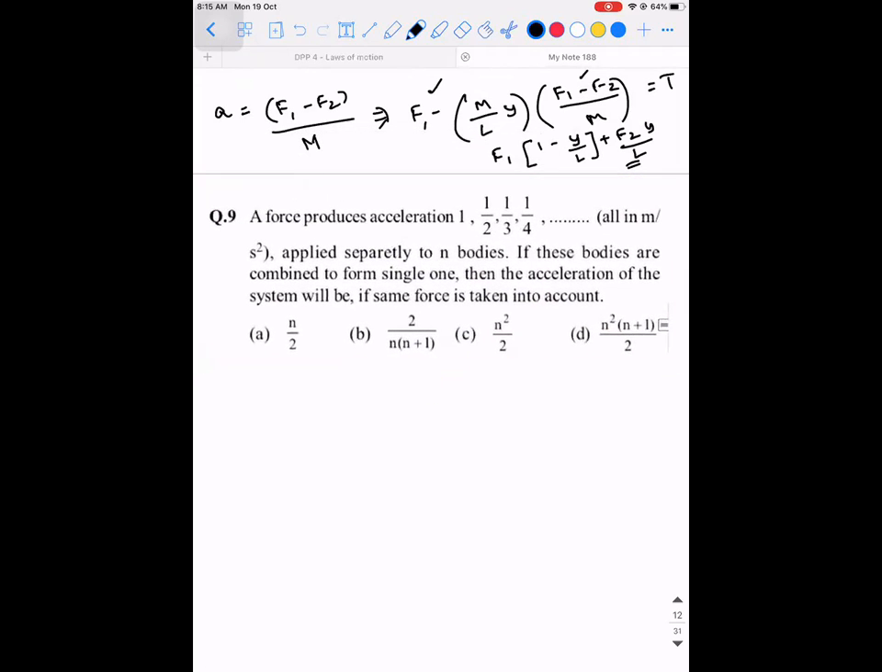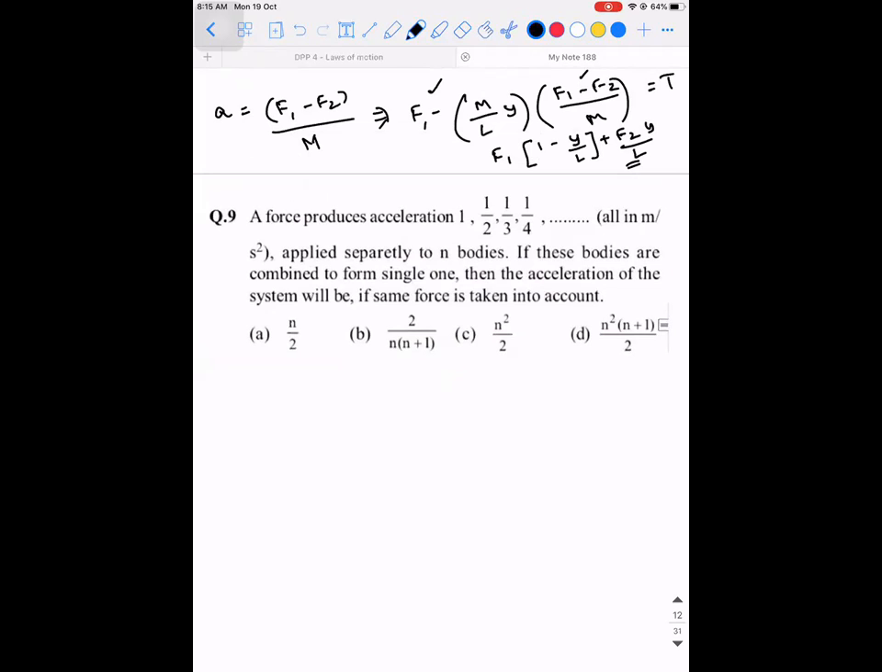So one last problem for today. There is a force that produces acceleration of 1, 1 by 2, 1 by 3, 1 by 4, and so on, all in meter per second square, applied separately to n bodies. If these n bodies are combined to form a single one, then the acceleration of the system will be, if the same force is taken into account.